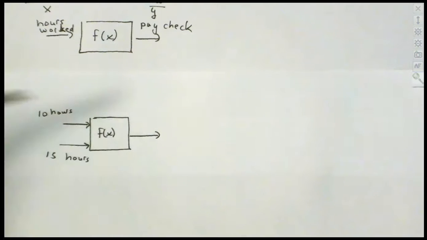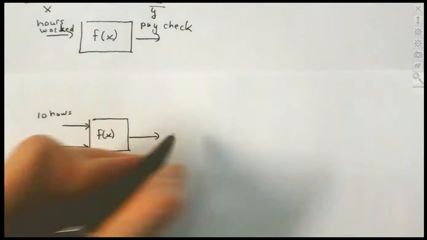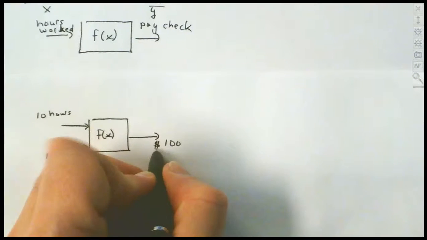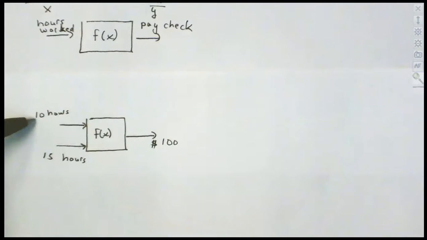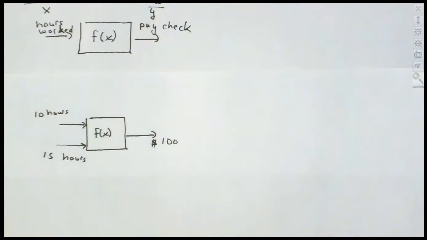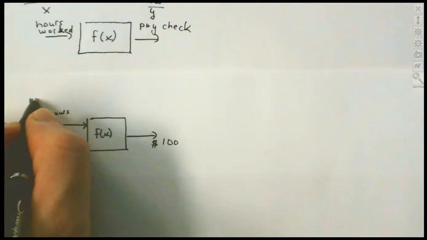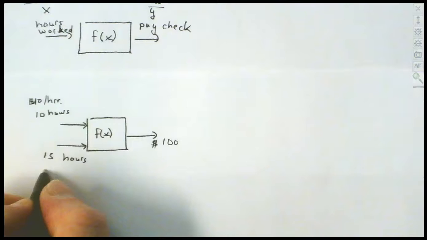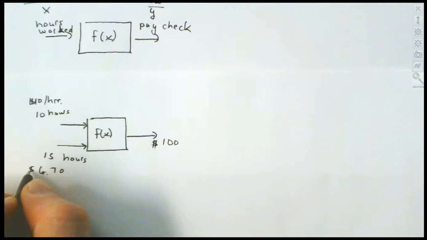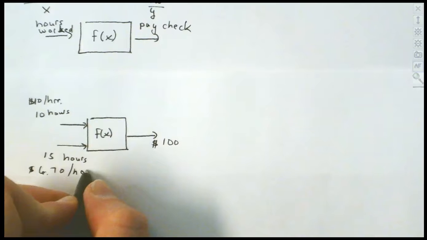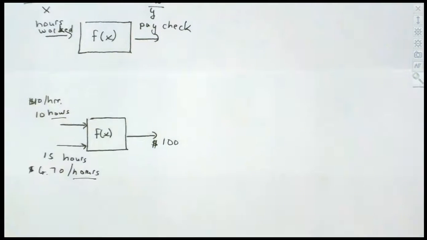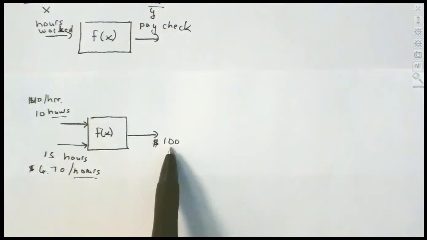Because if they get paid $10 an hour, you'd get paid $100. And you can have that happen for both of them, right? Why can that happen? Okay, if you have somebody that works for 10 hours and they make $10 an hour, they get paid $100. Another person can work for 15 hours, and if they get paid $6.70, so this one gets paid $10 an hour, and this one gets paid $6.70 an hour, they get paid the same amount, right?